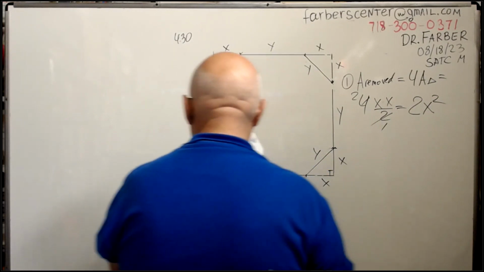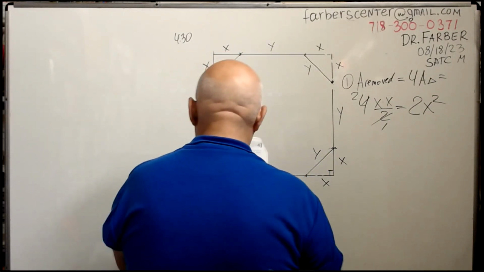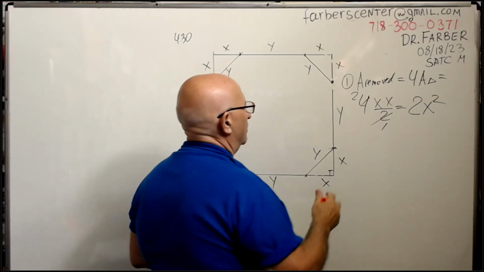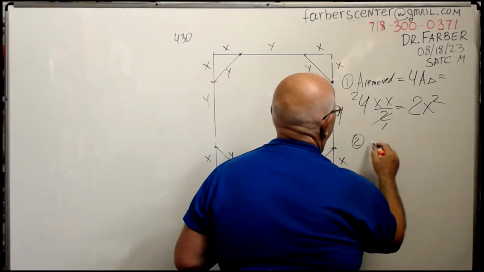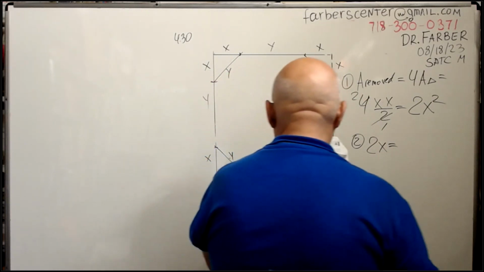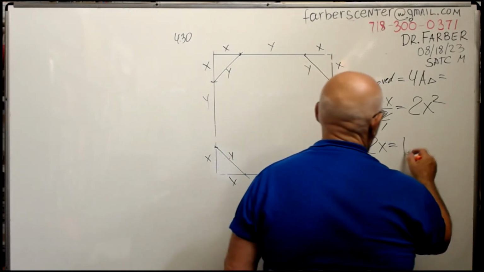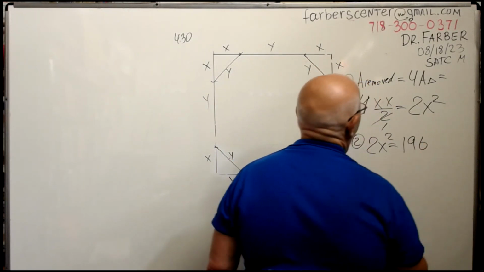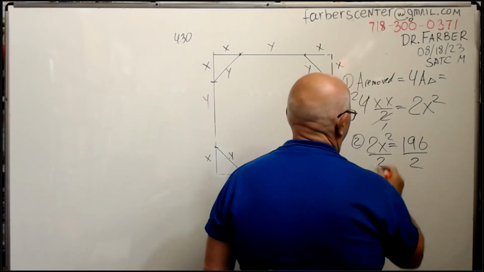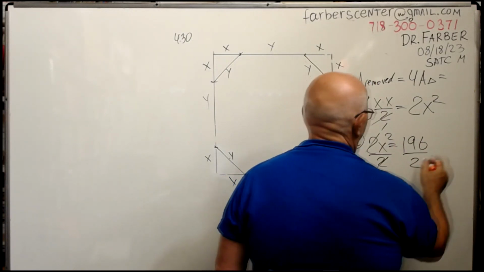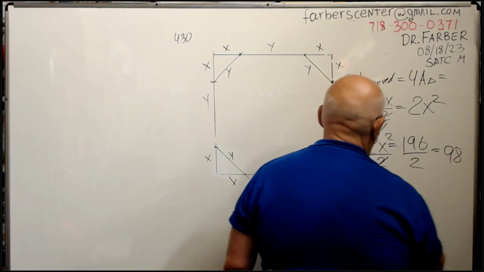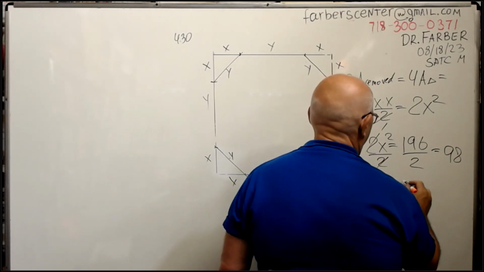Here's the next step. They said that the total area of removed material equals this 2x squared, which equals 196. If we divide by 2, it would be 98. We found that x squared equals 98.